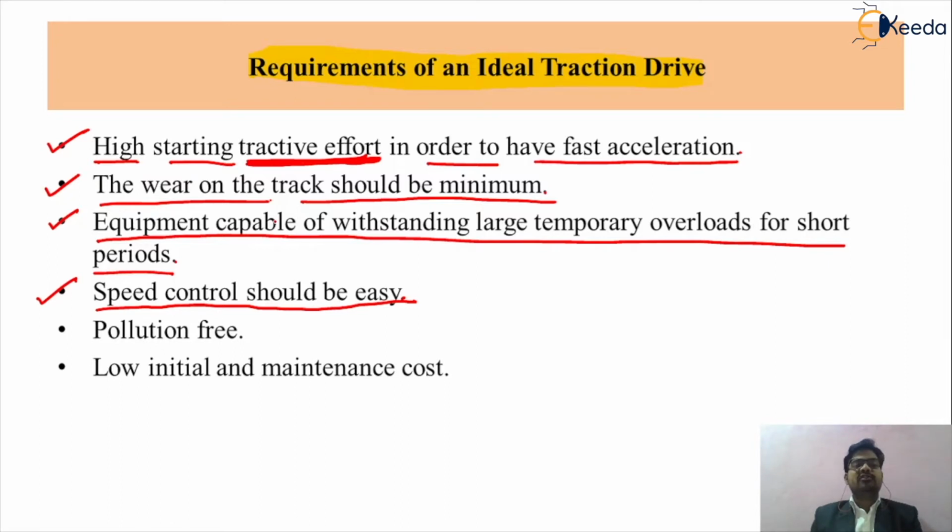So the speed control should be very easy while we are selecting a traction drive. Then the next very important requirement is that it should be pollution free. Obviously we prefer the electric drive, because previously we were using different types of drive mechanisms, such as the diesel locomotive. But nowadays, near about 80 to 90% of trains are electric trains used in day-to-day life. So while selecting a drive, it should be pollution free.